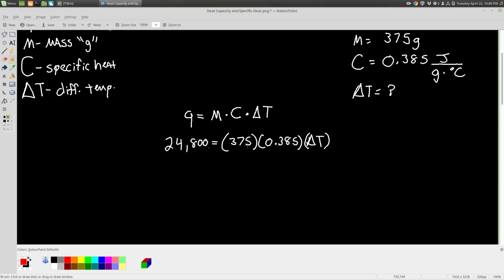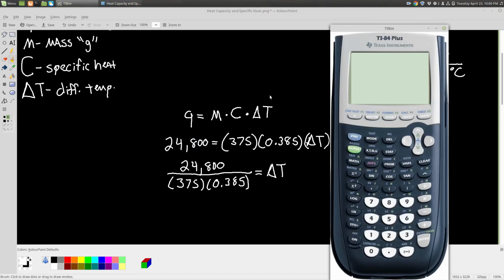Okay, so let's go ahead and take care of that. We want to get the delta T by itself. So on this side, I'm not going to move the 24,800. It's already where it needs to be. I am going to move 375 and the 0.385, and when I move them, I'm going to put them down in this denominator. So 375, whoa, I forgot my 7. 375 times 0.385. So we're almost done. Now we just need to enter this into a calculator.